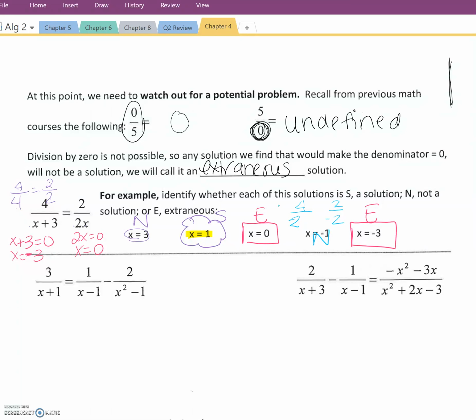Okay? If you would have cross multiplied, you would have just seen that right away, right? 4 times x would be 8x.